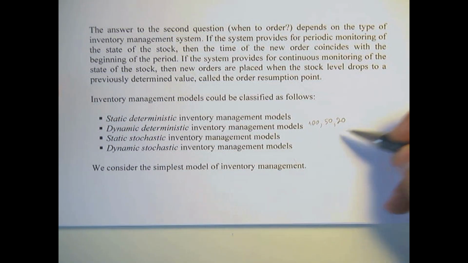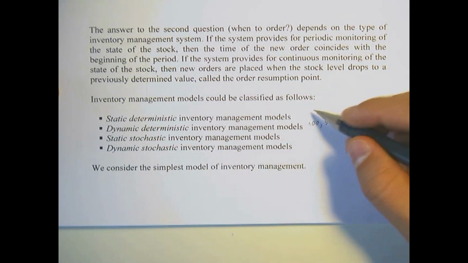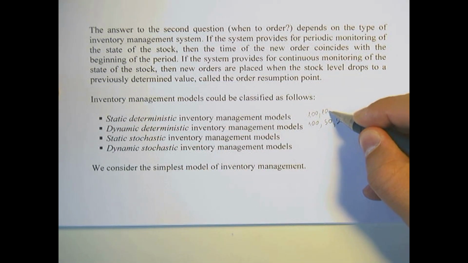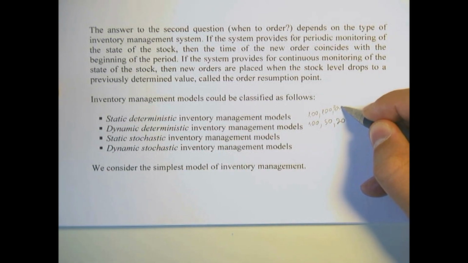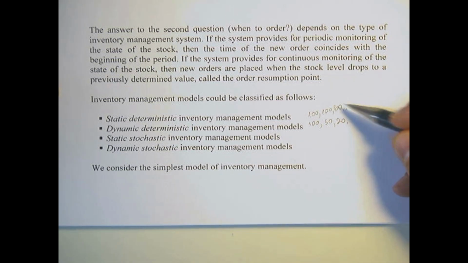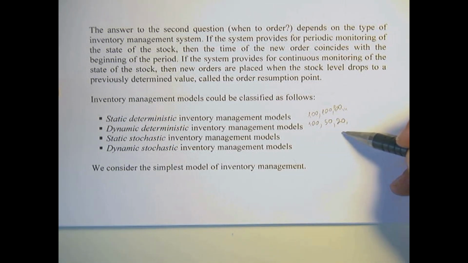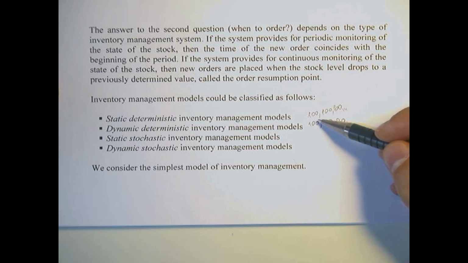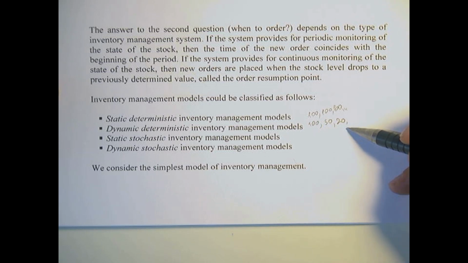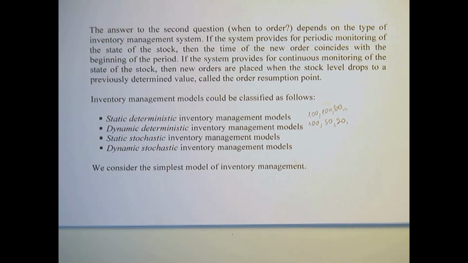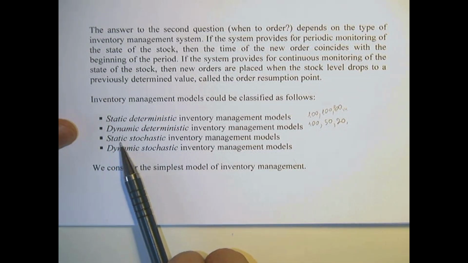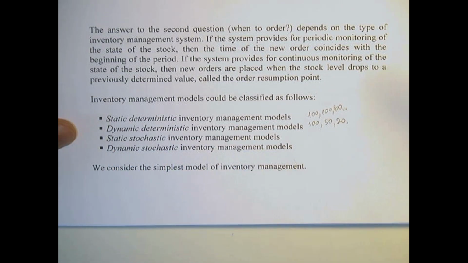We know these numbers, but we see there is a dynamic. In the first case, every week it was 100, 100, and so on. So deterministic the first case, deterministic the second case, but there is a certain dynamic in the second case. The next one, static stochastic inventory management models.